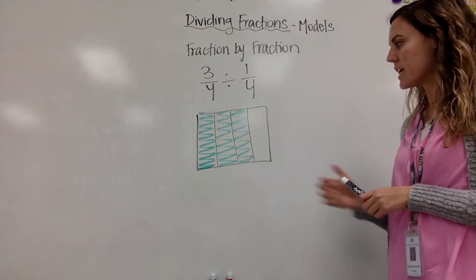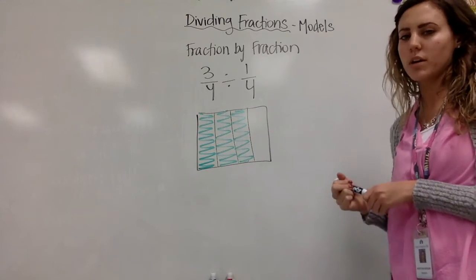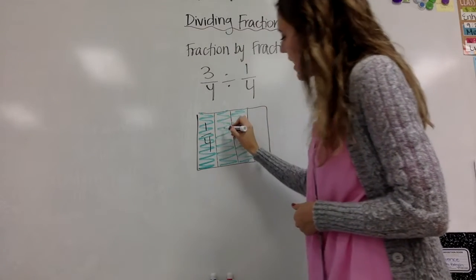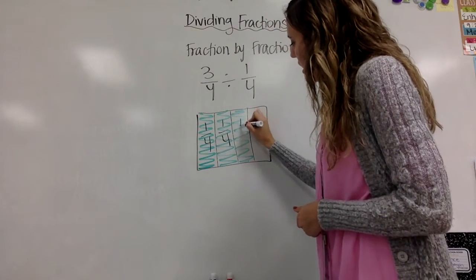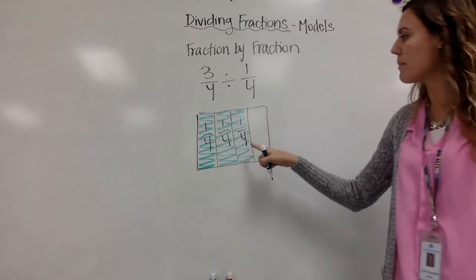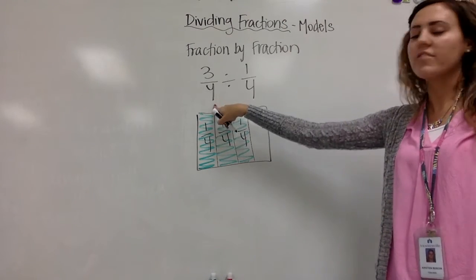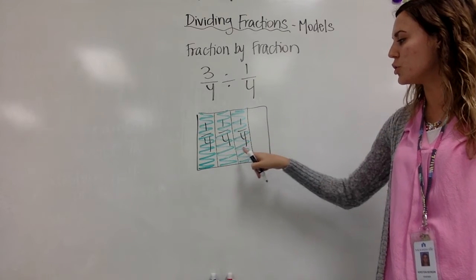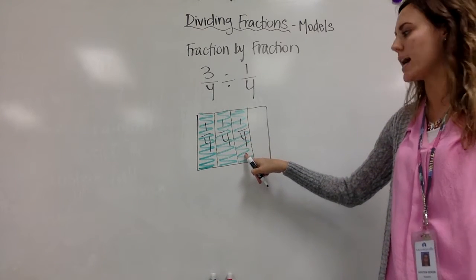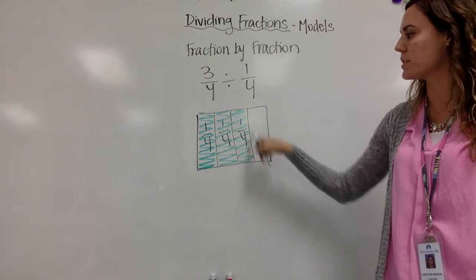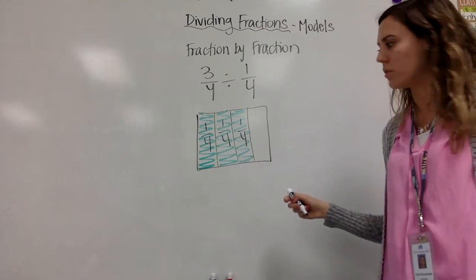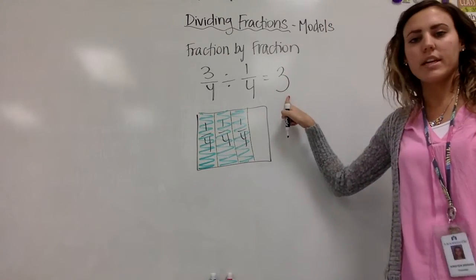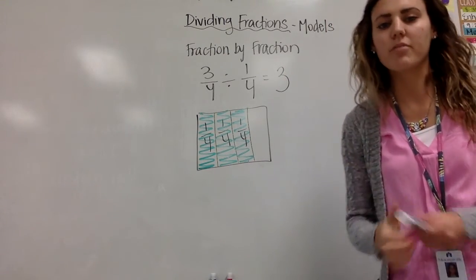So this one's pretty easy because this is already drawn into fourths. So this is 1/4, and this is 1/4, and this is 1/4. So that means 1/4 fits inside 3/4 1, 2, 3 times. There are 3 1/4 inside my total 3/4. So 3/4 divided by 1/4 is 3. And that is dividing fractions with models.